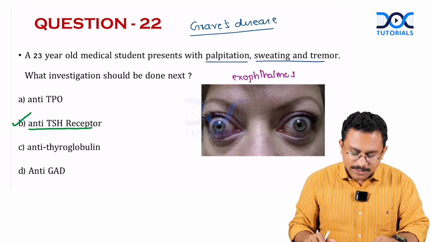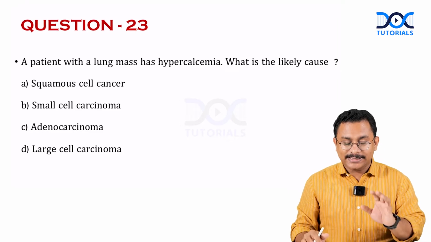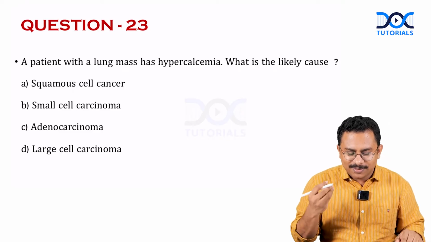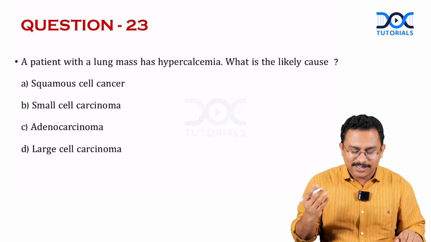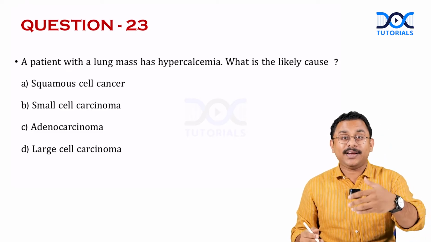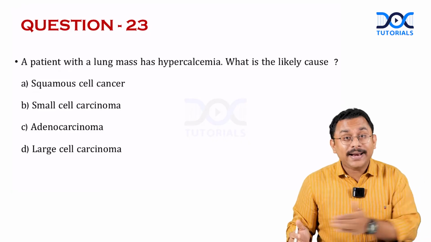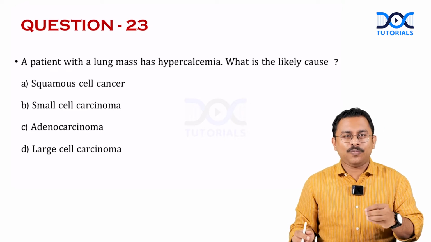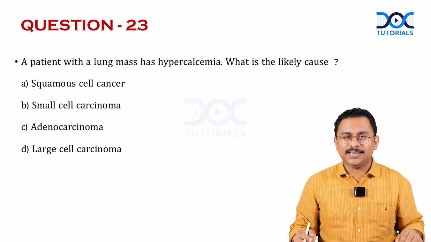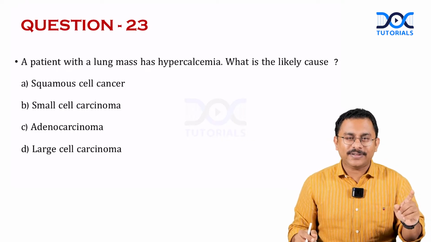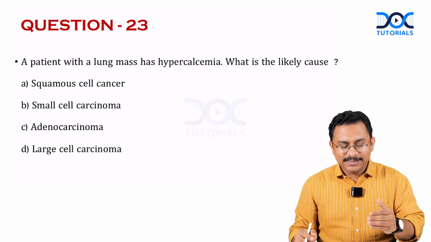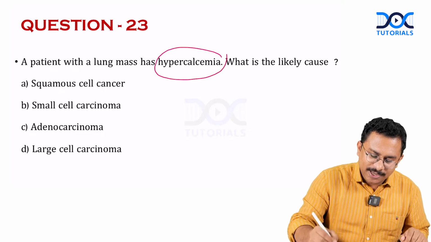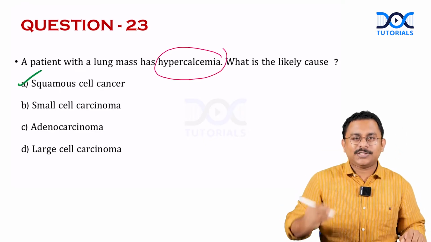Okay, right. Next question, a patient with a lung mass has hypercalcemia. What is the likely cause? So, squamous cell cancer, small cell carcinoma, adenocarcinoma, large cell carcinoma. So, malignancy associated with hypercalcemia, how does that happen? Paraneoplastic syndrome. So, when you consider lung malignancy and paraneoplastic syndrome, mostly it goes hand in hand with small cell carcinoma. Majority of the paraneoplastic manifestations of lung cancer are associated with small cell carcinoma, but hypercalcemia is an exception. Hypercalcemia is most often associated with a squamous cell cancer.